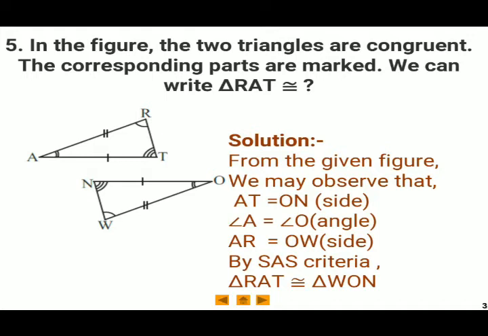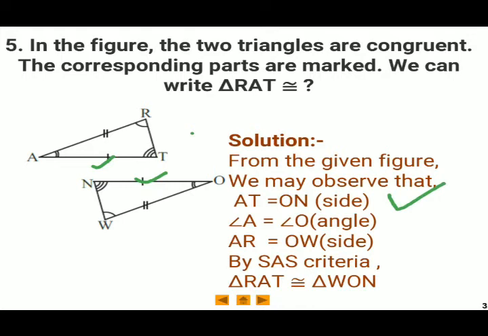We may observe that first we will take the side. Which two sides are equal? You can observe over here that this marking and this marking are the same. So AT will be equal to ON. Instead of ON you can write down NO also. So the first side we have taken is equal.